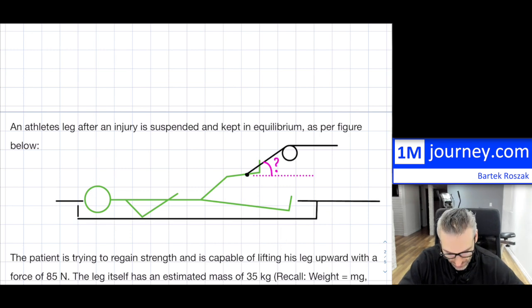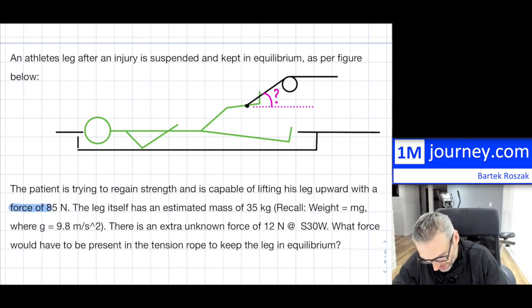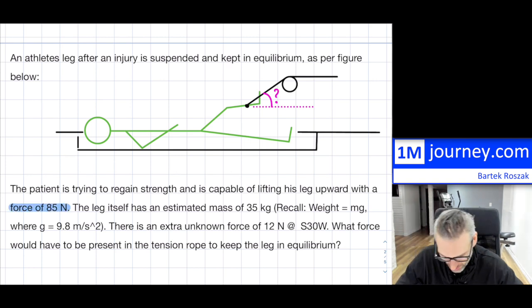So this athlete, or this patient, is capable of lifting their leg at an upward force of 85 newtons. That's what they're capable of, that's kind of their maximum. Now, the leg itself has an estimated mass of 35 kilograms.